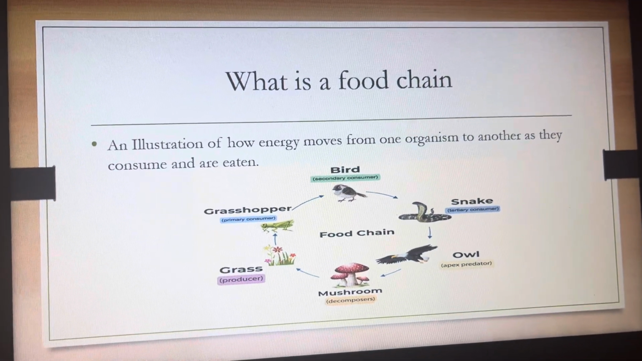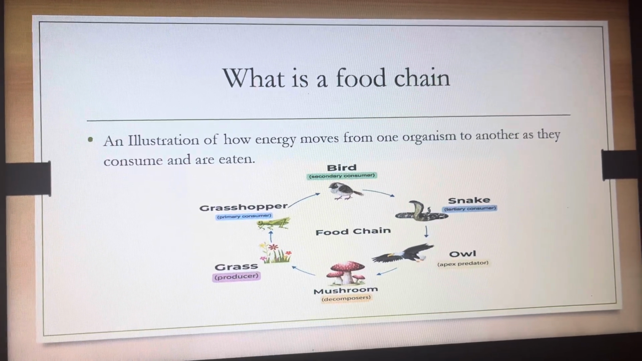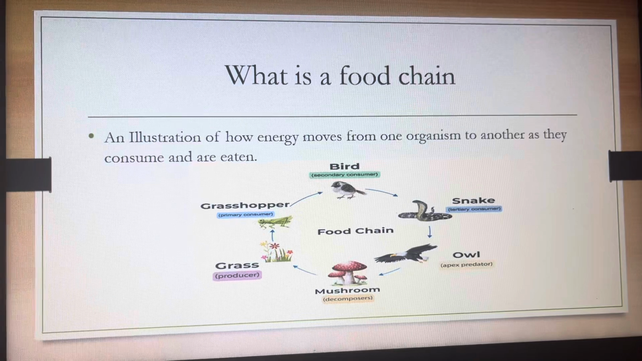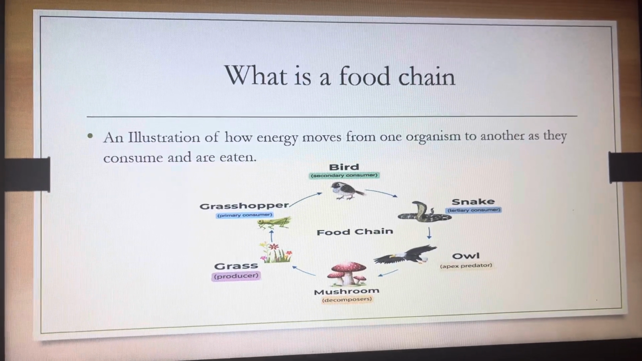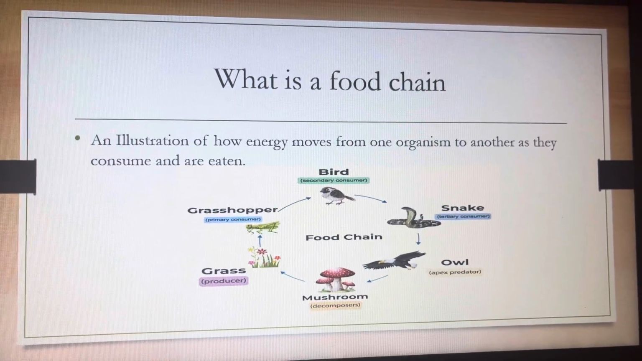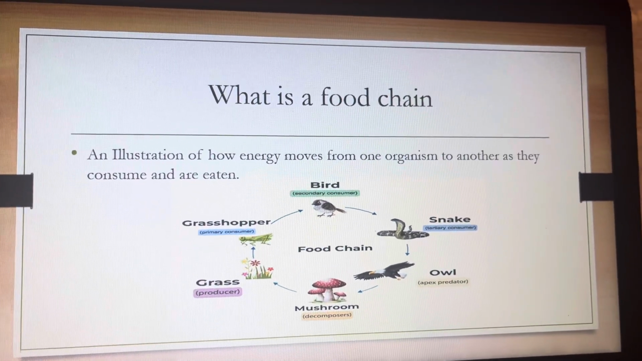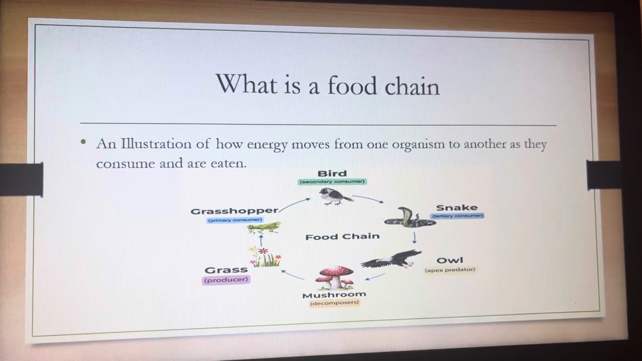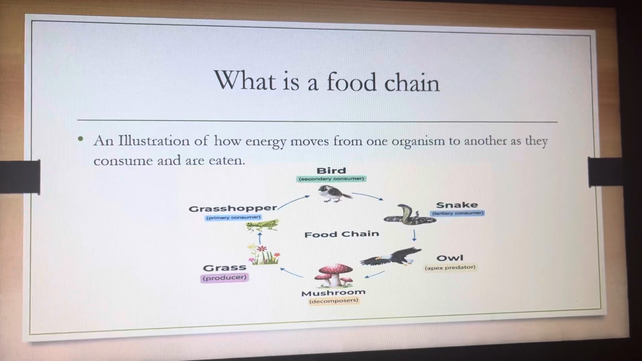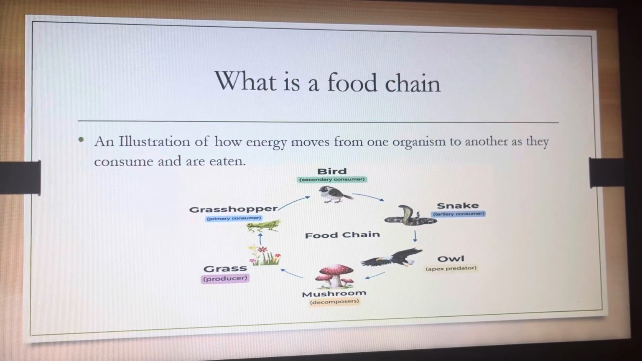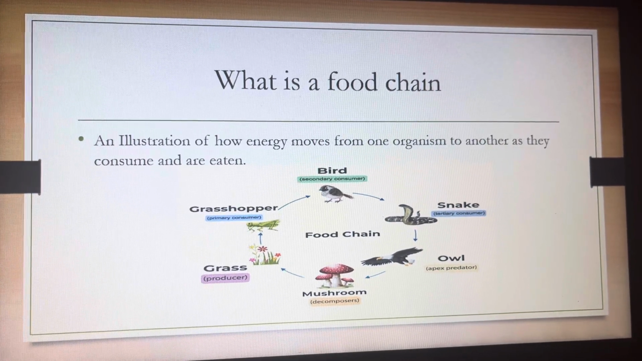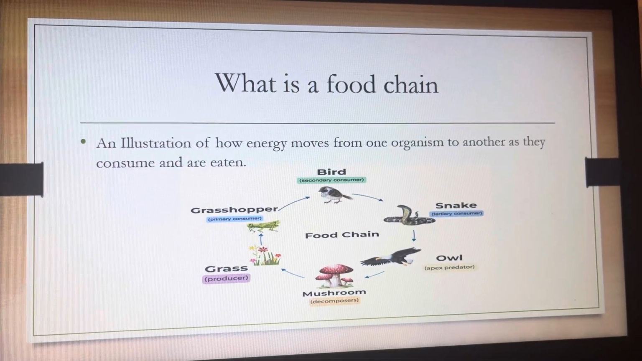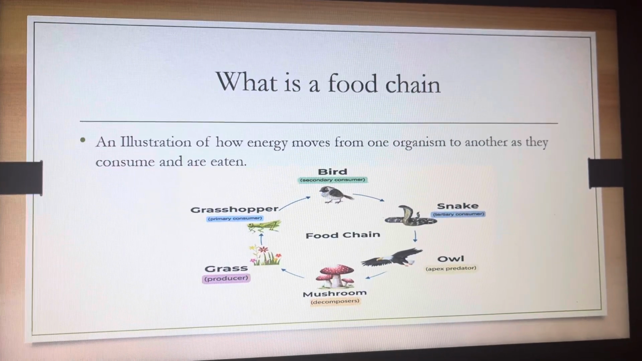So what is a food chain? As we know, an ecosystem follows a sequence of organisms, which is called a food chain. A food chain is an illustration of how energy moves from one organism to another as they consume and are eaten. This means that it's an exchange of energy from one organism to another.